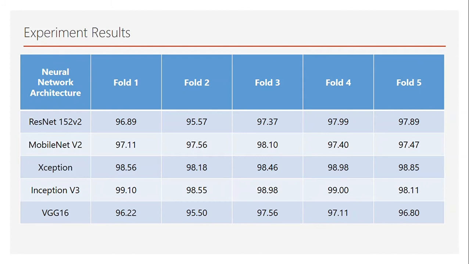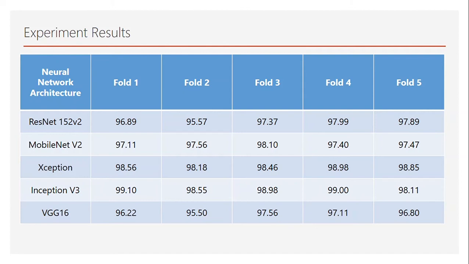98.10 maximum accuracy. For our Xception net, we got 98.60% average accuracy with 98.18 minimum and 98.98 maximum accuracy. For our InceptionNet version 3 model, we got 98.75% accuracy with 98.11% minimum and 99.10% maximum accuracy.